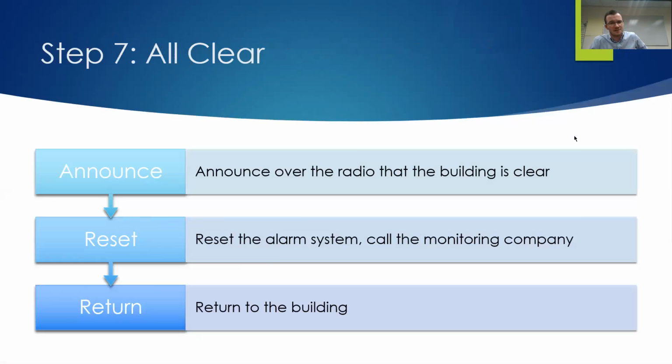And then step 7 is an all clear. So once you check with your EECs and you make sure that everyone has been accounted for, announce over the radio that the building is clear, reset the alarm system, call the monitoring company, tell them that they can put the system back online, and then have everyone file back into the building.